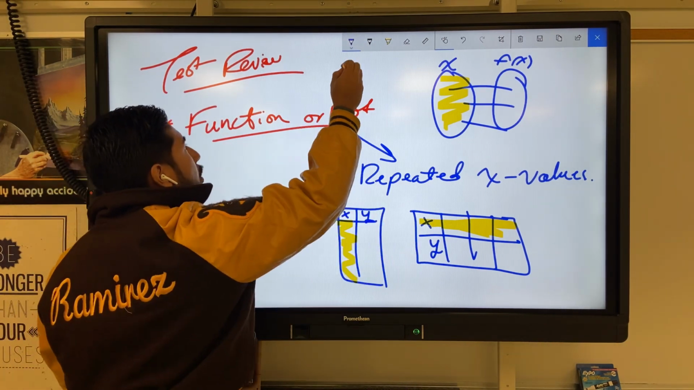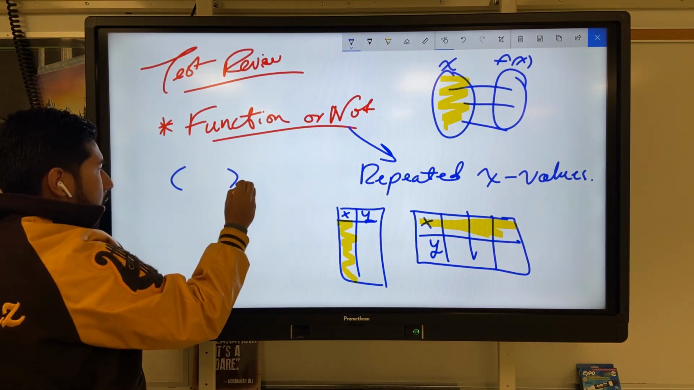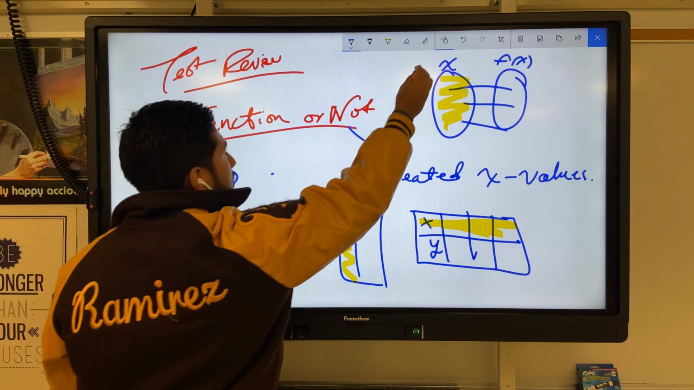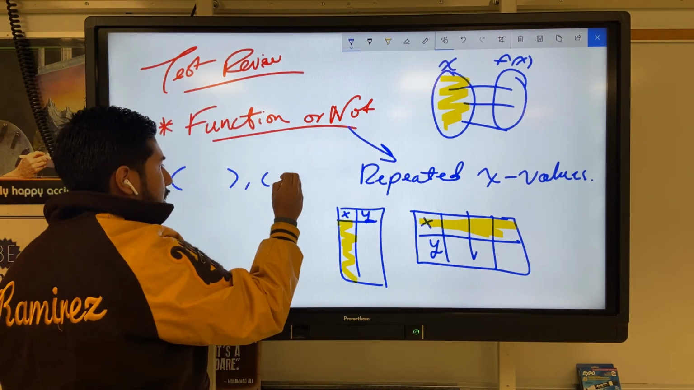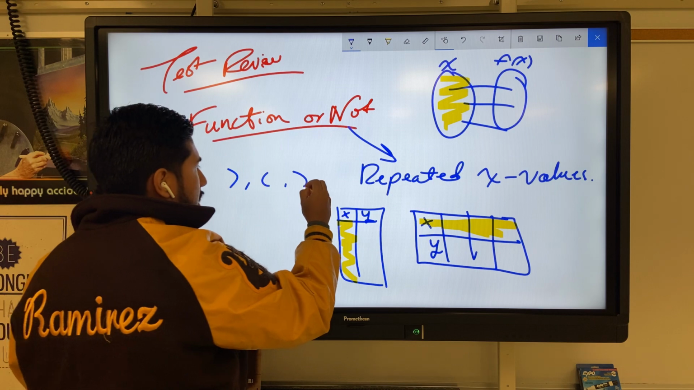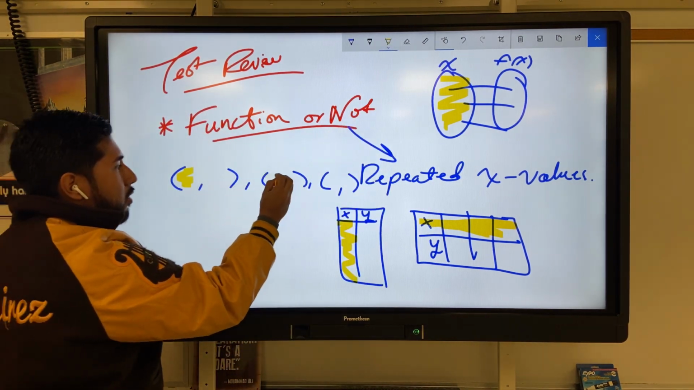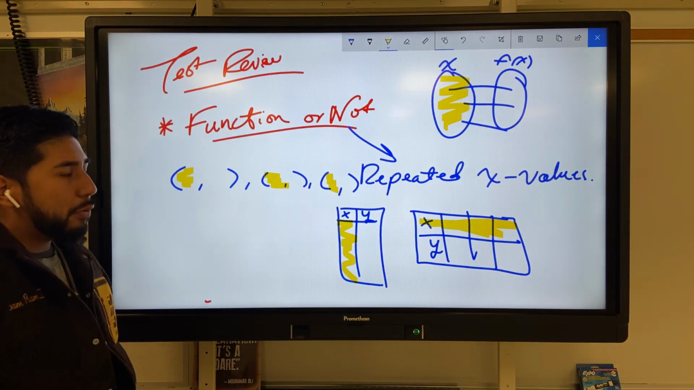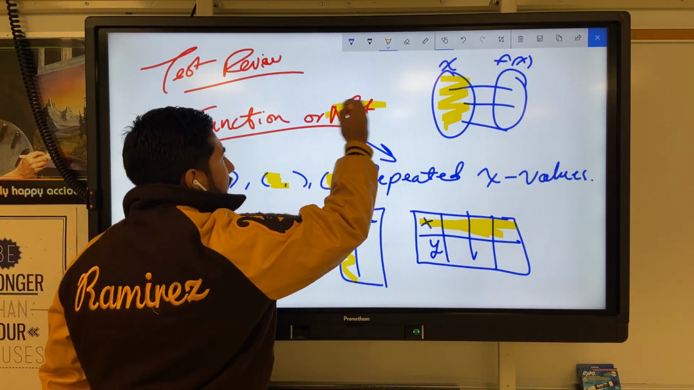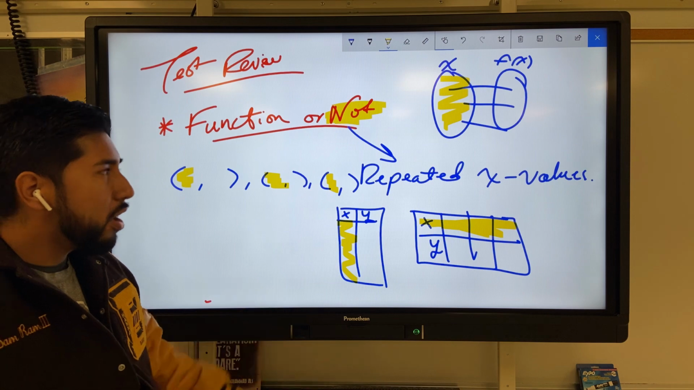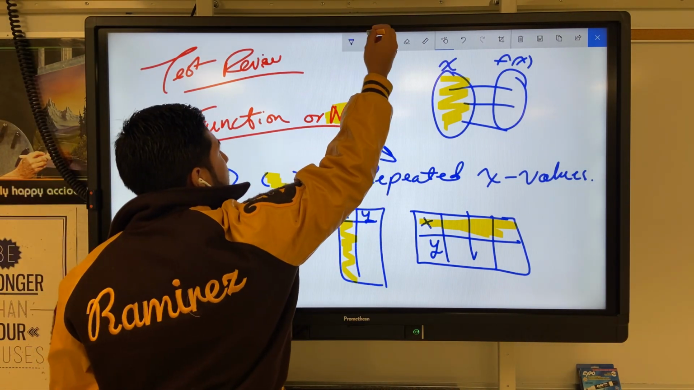What if they're coordinates? We're looking at the x values. Make sure if they repeat, that makes it not a function, okay? What's another way to double check all that?